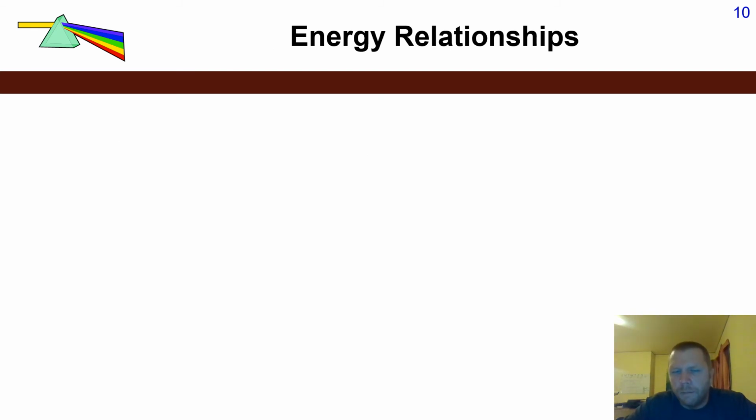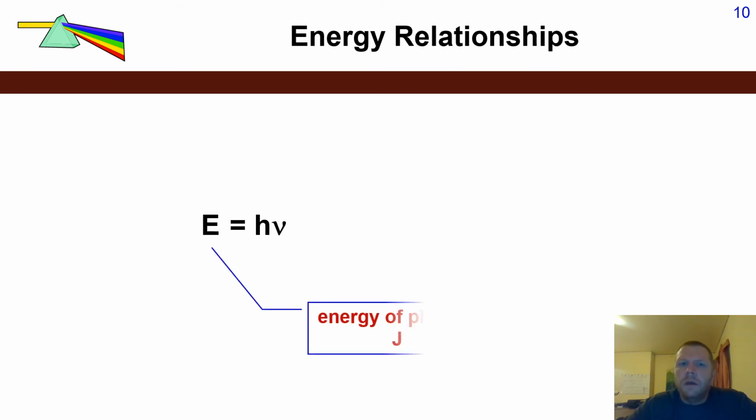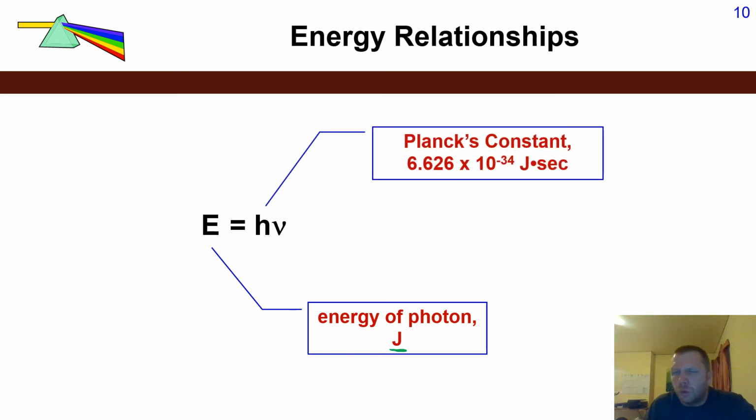So the work done by Niels Bohr gave us this connection between ultimately energy and the frequency of light. E is going to be the energy of a photon. Our units for measurement of energy are going to be J, or joules. We've talked about joules previously. The next component, or the next player in this equation, h, is going to be Planck's constant. That is 6.626 times 10 to the negative 34th.